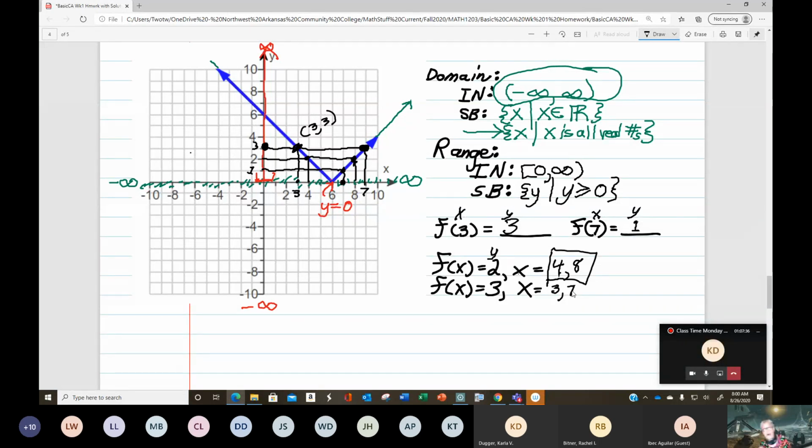So this is kind of a whole new way of thinking about math, but that's what functions do. Functions connect x's and y's. Interesting.